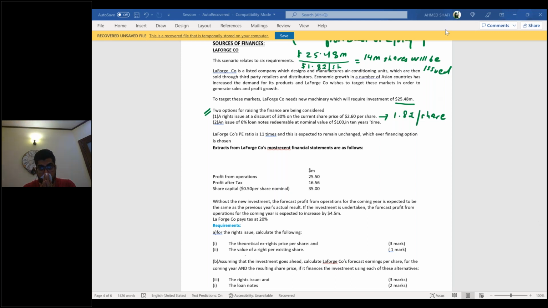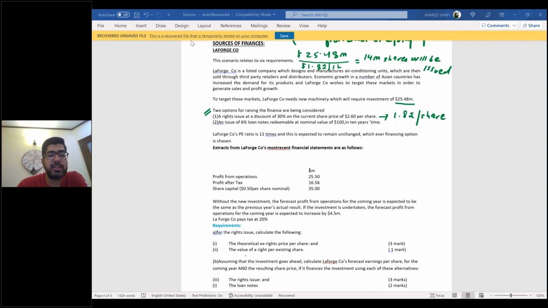So here also the company plans to raise 25.48 million. It has two options. First option is rights issue. Rights issue is at a 30% discount on the current share price of 2.6 per share. That means the rights issue is at 1.82 per share. So if the company plans to raise 25.48 million and it's issuing shares at 1.82 per share, that means the company will need to issue 14 million shares.